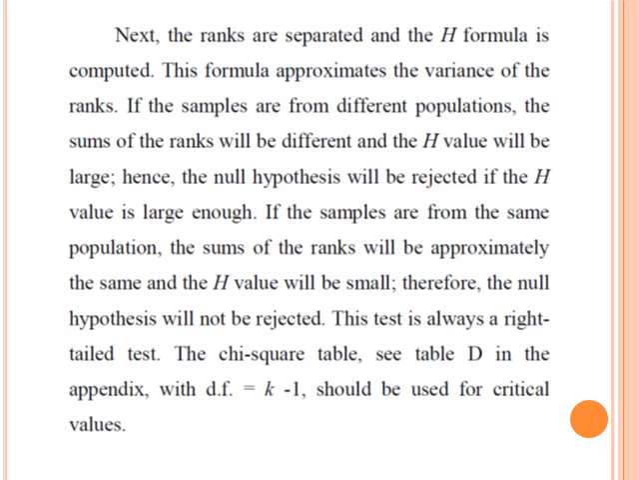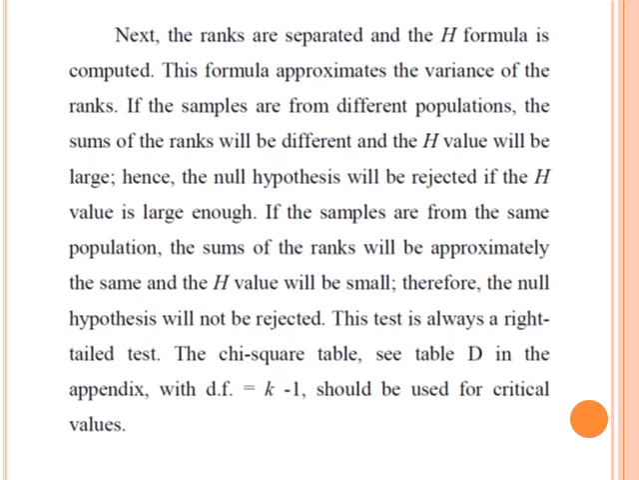The H formula is the formula for the ranks of the Kruskal-Wallis test, and this formula can be approximated by the variance of the ranks. If the samples are from different populations, of course, the sums of the ranks will be different, and each value will be large. And in this case, the null hypothesis will be rejected.